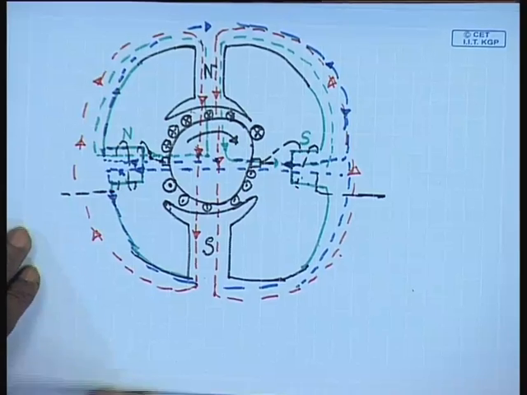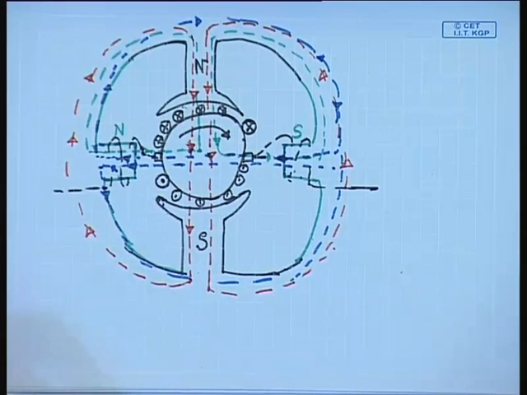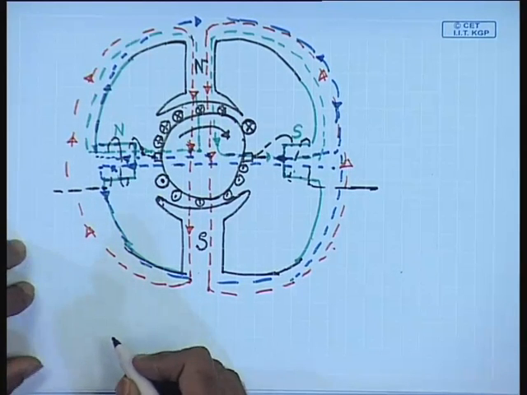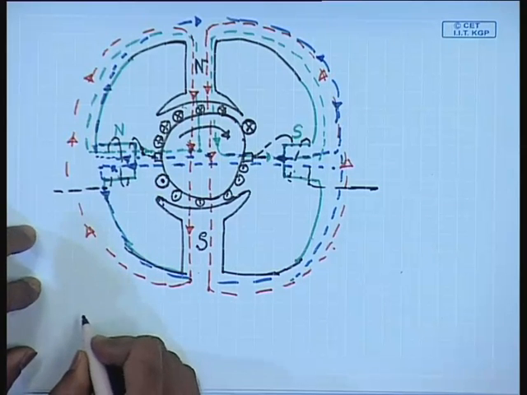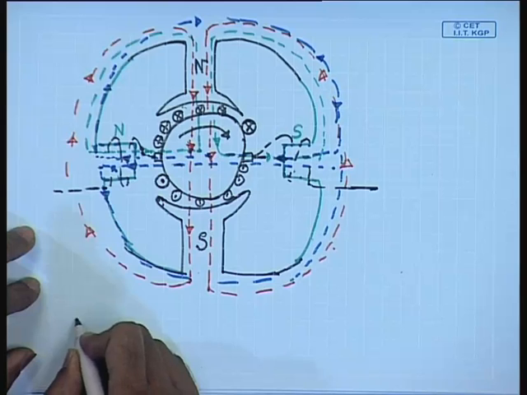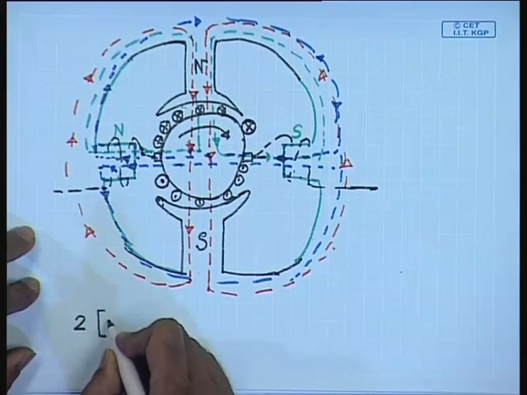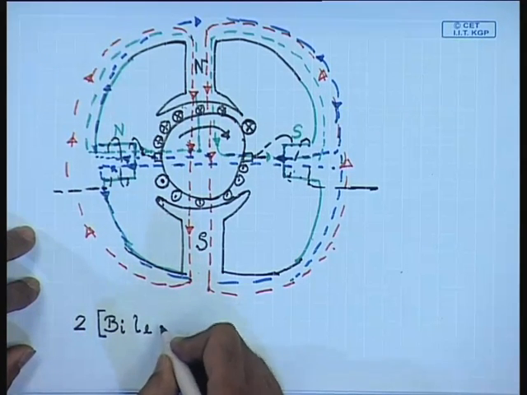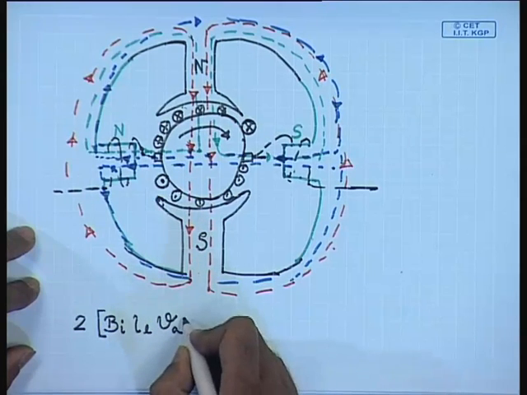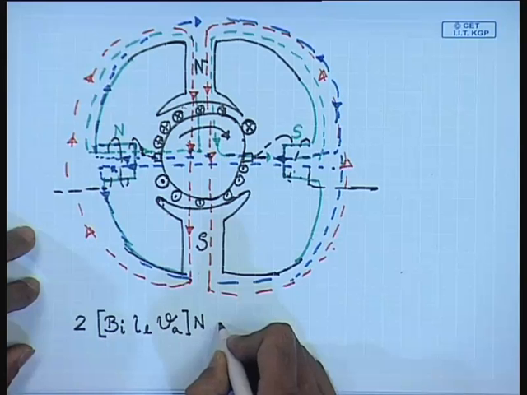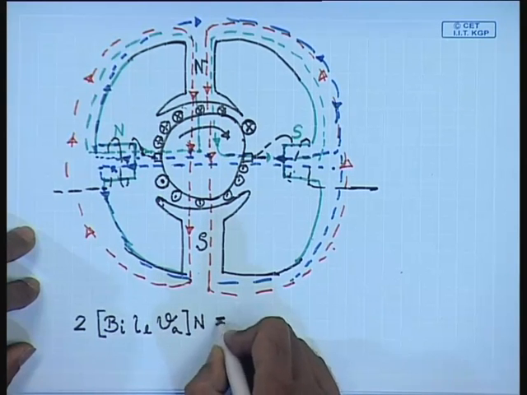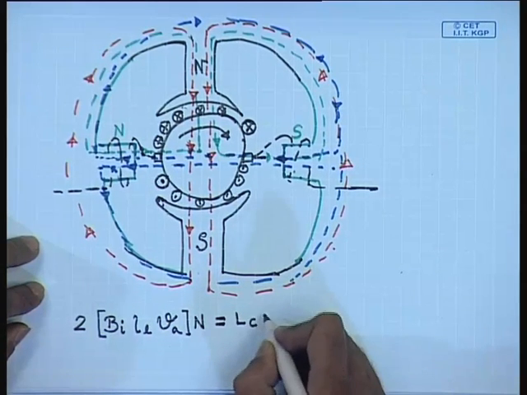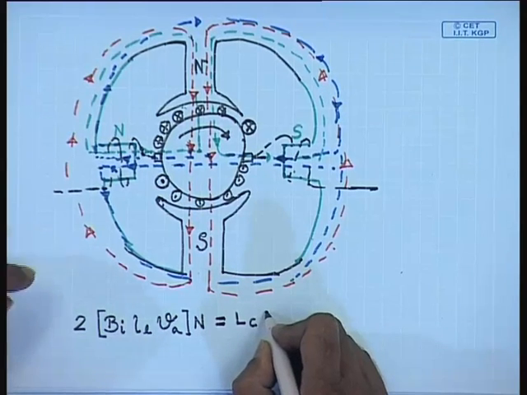Now, let us see how much flux density at the interpolar region is required. The voltage induced in the coil at the interpolar location will be 2 times the desired interpolar flux density Bi, into length of the conductor, into velocity of the armature, into number of turns. This should cancel the voltage due to the self inductance of the coil undergoing commutation.